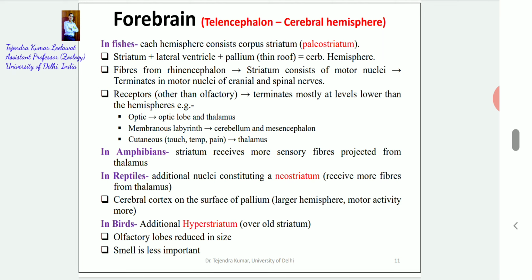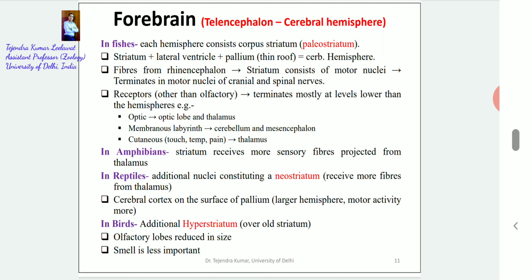In amphibians, the cerebral hemisphere is not much different from that of Pisces. It is almost similar, but its striatum receives more sensory fibers projected from the thalamus, as compared to Pisces. Reptiles have additional nuclei constituting a neostriatum. Now you can find the difference between Pisces, amphibians, and reptiles.